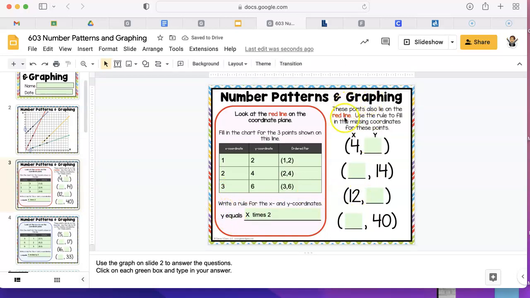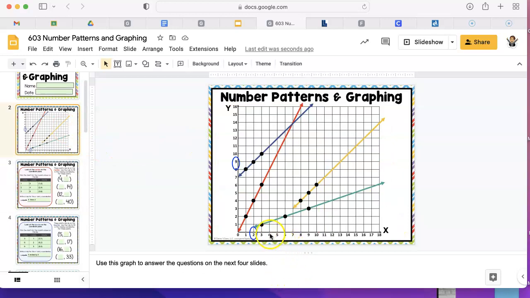Now let's go ahead and finish these next ordered pairs. These points also lie on the red line. Use the rule to fill in the missing coordinates for these points. 4 and blank, blank and 14 on the y-axis, 12 on the x-axis and blank, blank and 40 on the y-axis. So let's look at that red line, 4. Okay, 4 and 8.